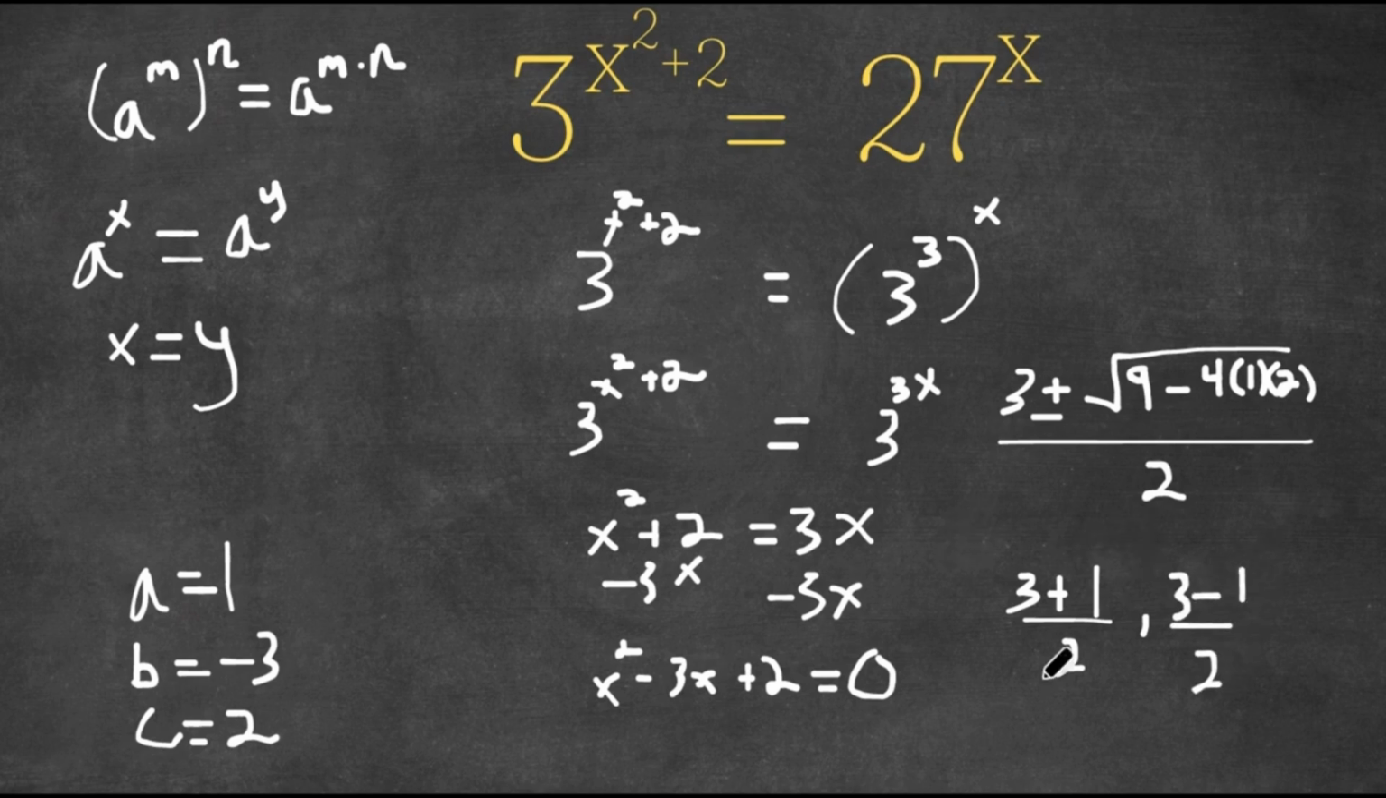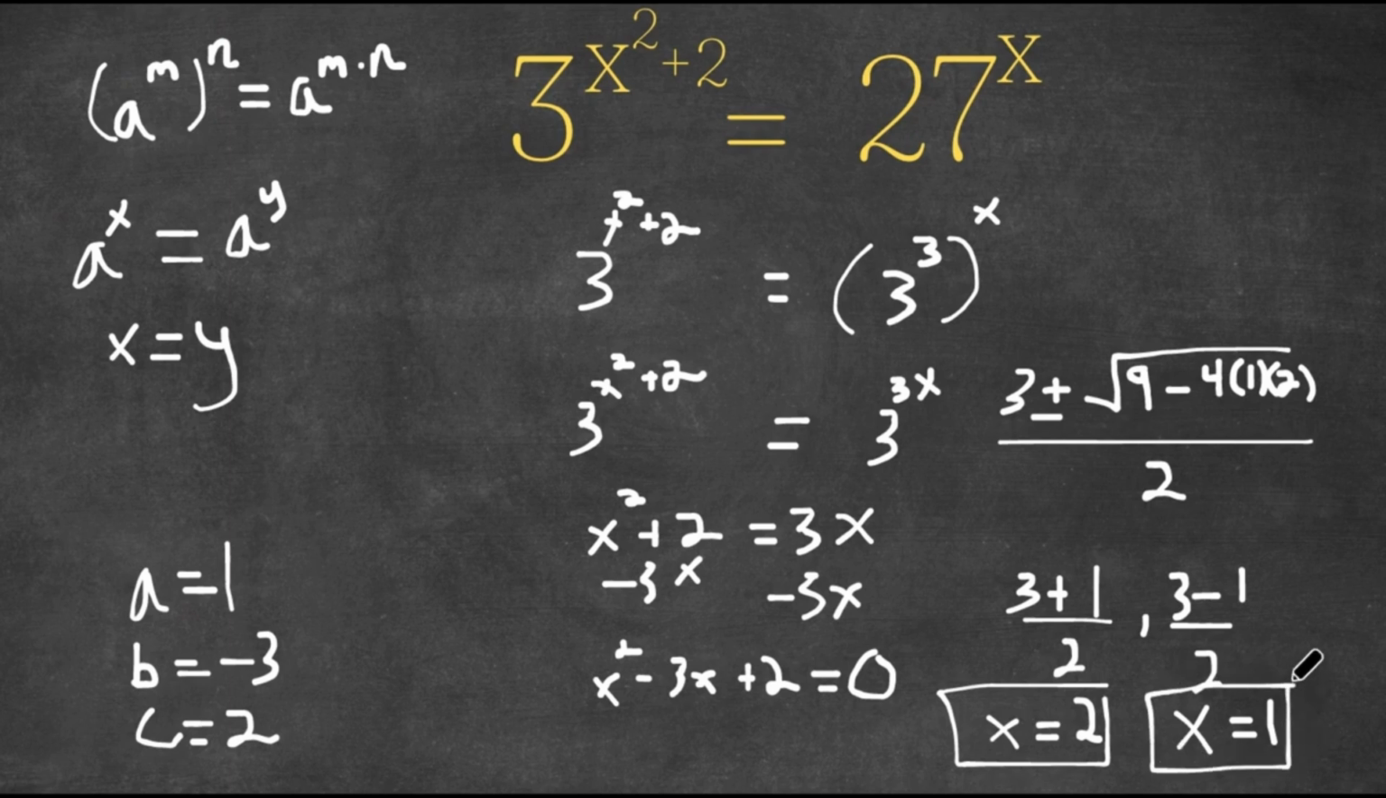Well, 3 plus 1 is 4, and 4 divided by 2 is 2, so x equals 2 is one solution, and 3 minus 1 is 2, 2 divided by 2 is 1, so x equals 1 is another solution. So now, these two are our solutions to this equation.